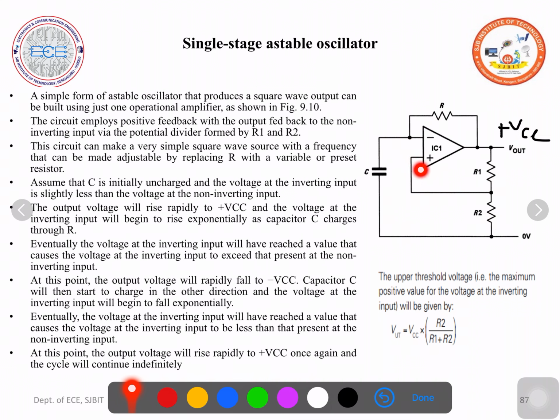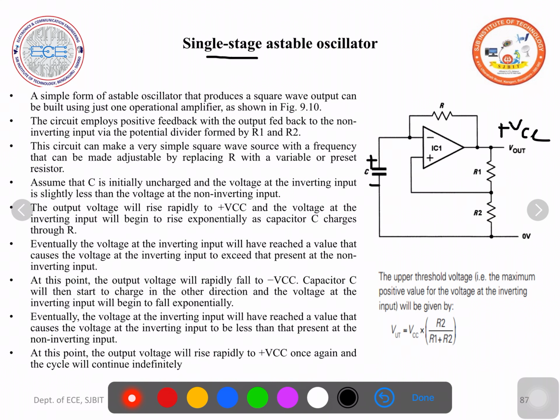As the voltage at the non-inverting terminal is more than the inverting terminal, the output voltage saturates to plus VCC. As the output voltage is at plus VCC, now the capacitor starts to charge in this direction. So the upper plate of the capacitor becomes positive, the bottom plate will become negative. The capacitor C charges through the R.